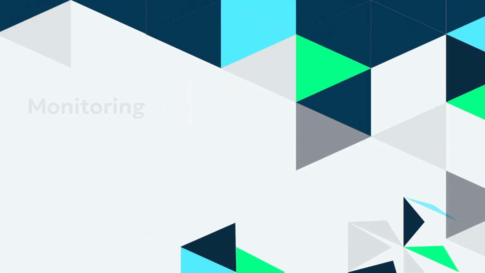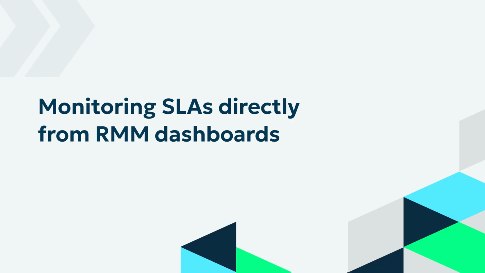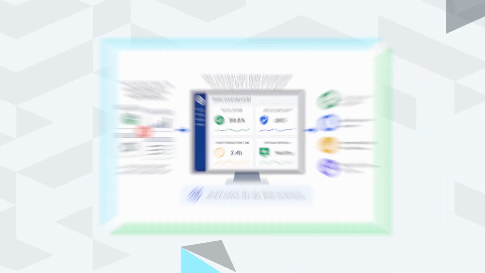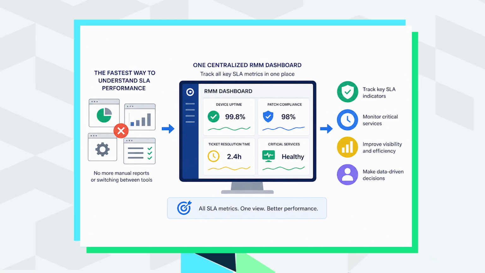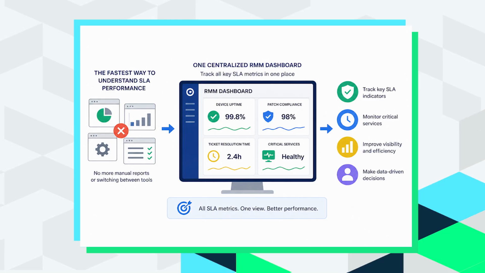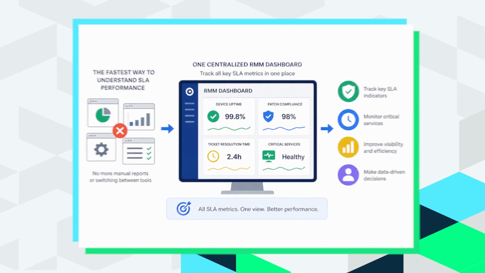Monitoring SLAs directly from RMM dashboards. The fastest way to understand SLA performance is by utilizing the dashboard of an RMM software. With a centralized RMM dashboard, you can track key SLA indicators like device uptime, patch compliance, ticket resolution time, and the status of critical services, such as antivirus and backup software. Instead of pulling reports manually or jumping between tools, you can view all SLA metrics from a single console.